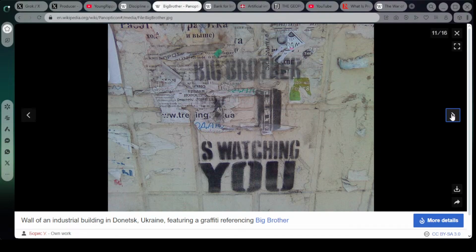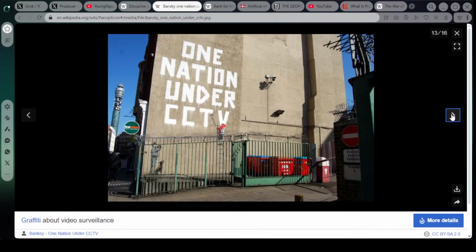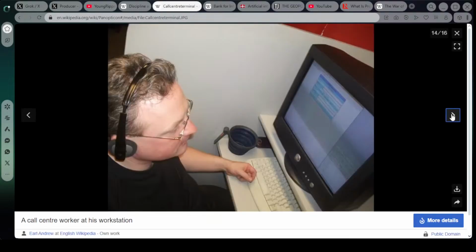Oh, Big Brother's watching you, huh? Central Police Station, Munich, Germany, 1973. Is that a Banksy?